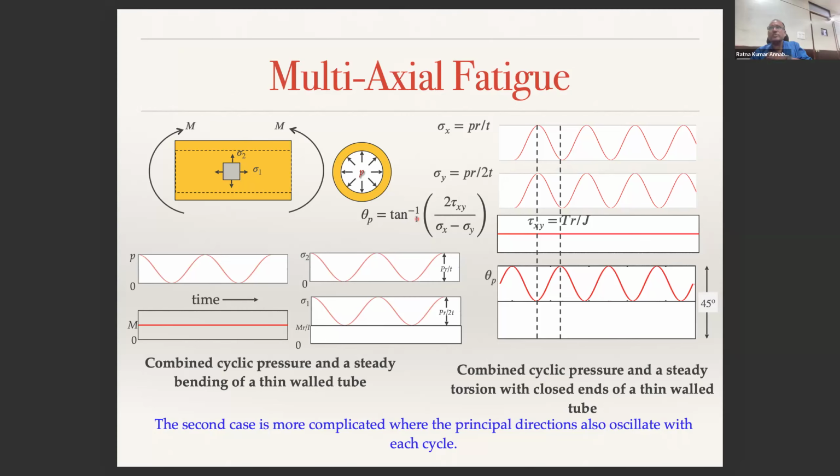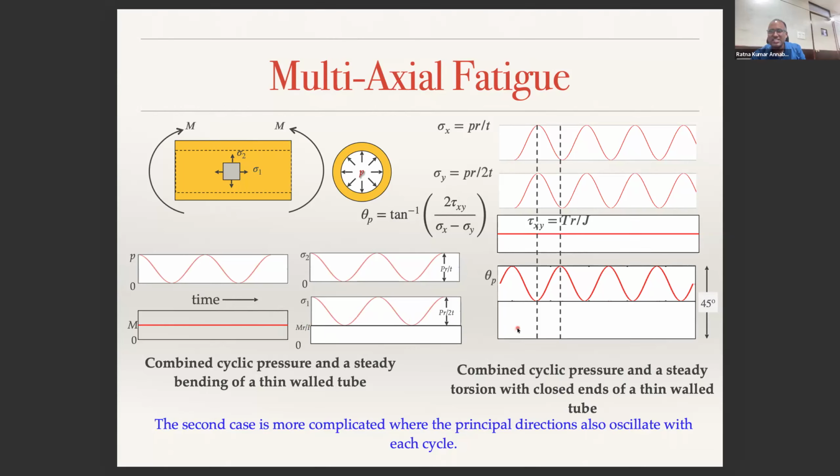But on top of that, this is PR by T and PR by 2T, and you have a bending moment on this. This is the pressure cycle. I am not talking about the right hand side, I am talking about the left hand side. If the pressure is cycling like that, then you have two principal stresses, sigma 1 and sigma 2, PR by T and PR by 2T. And you have a mean stress My by I, because here y will be R, so MR by I. Because there is a mean stress, this mean stress will be there. On top of that, you have this cycling. So the effective mean stress will be somewhere here.